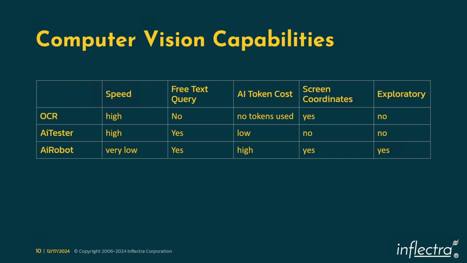And the final aspect is exploratory testing. Only AiRobot is able to do this, where we provide it with a high level requirement of what we want to do, and it moves on and tries to achieve its goal. I hope this helps to set up the layout between these three capabilities.